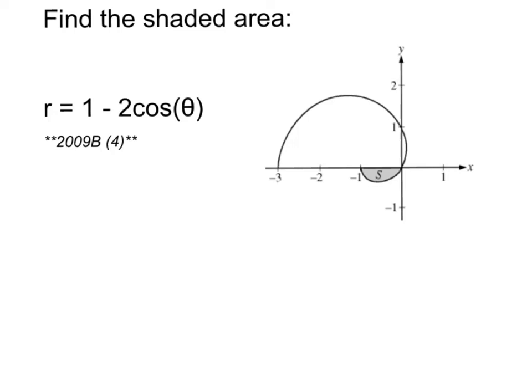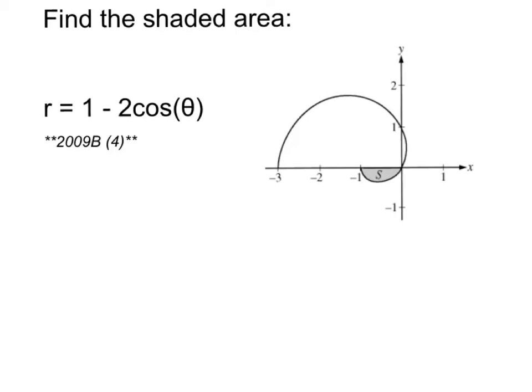This is from the 2009 AP exam, version B. We're finding the area of the shaded region. Of course, this is a polar equation. Now, it's always nice to start with the easy part and feel really good about ourselves.